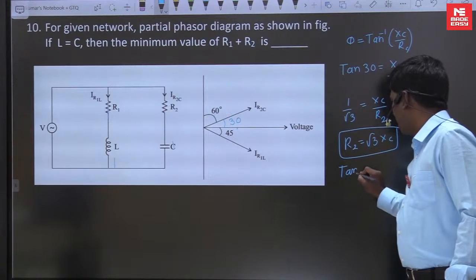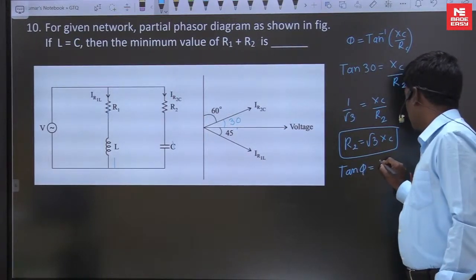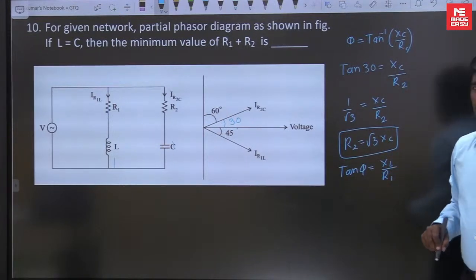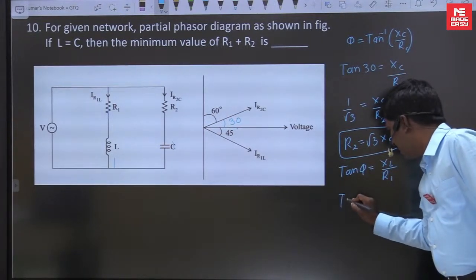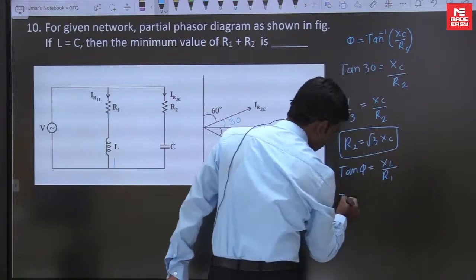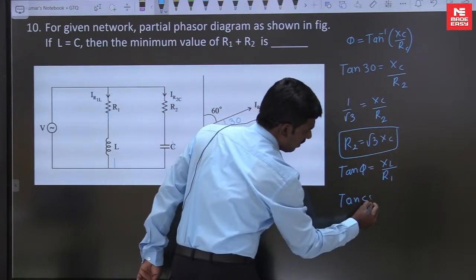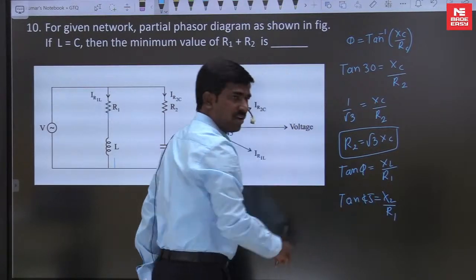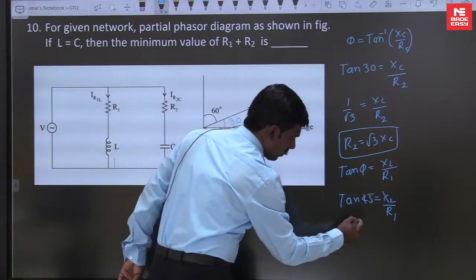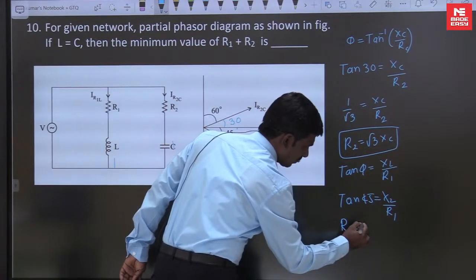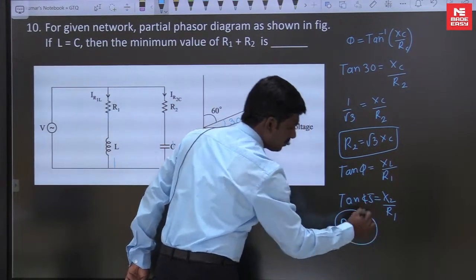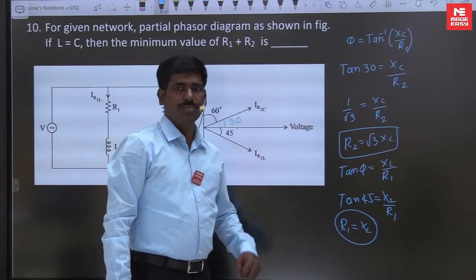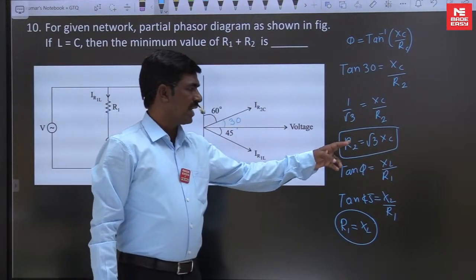Directly I write: tan phi is equal to XL by R1. Now tan 45 is equal to XL by R1. Tan 45 is 1, so XL is equal to R1. R1 is equal to XL. That is the second expression. We need a relation for R1 plus R2. So R2 is equal to root 3 XC.